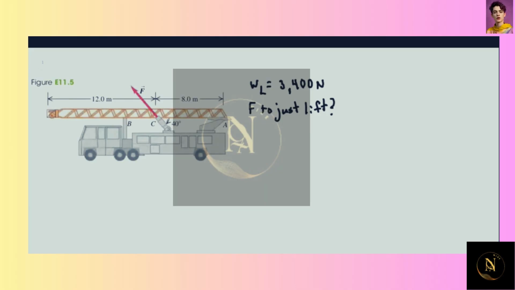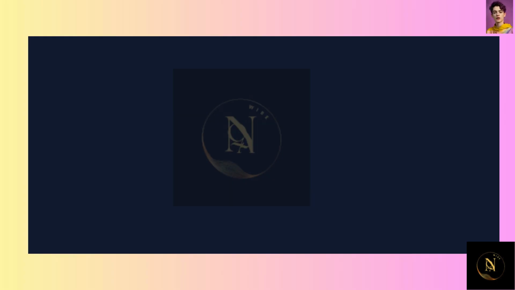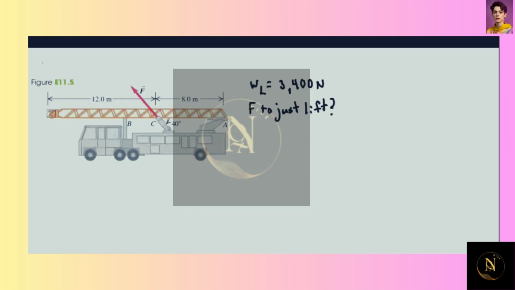Problem 11.5, we have a fire truck with a ladder that's 20 meters long. It pivots over here at point A, and it has a hydraulic thing to lift it here at point C, and we know what the angles are and how far away things are from each other, etc. So we want to find out what the force is that this hydraulic cylinder needs to exert on the ladder at this point to just begin to lift it.